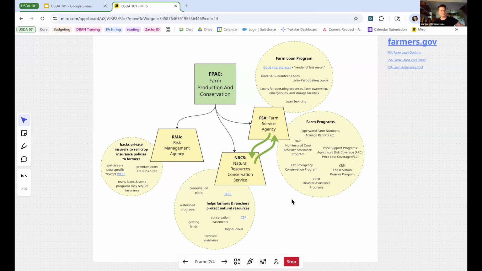There are also some programs like the Emergency Conservation Program, which if you don't have crop insurance, when you get it, you have to sign a piece of paper saying, I will have it.